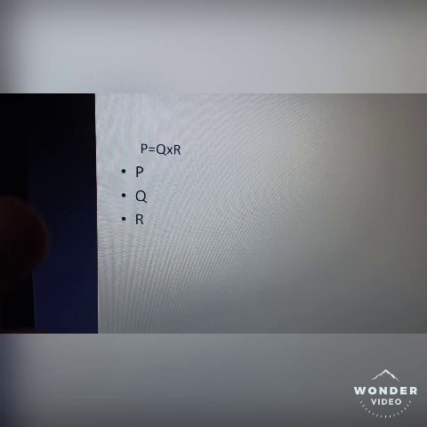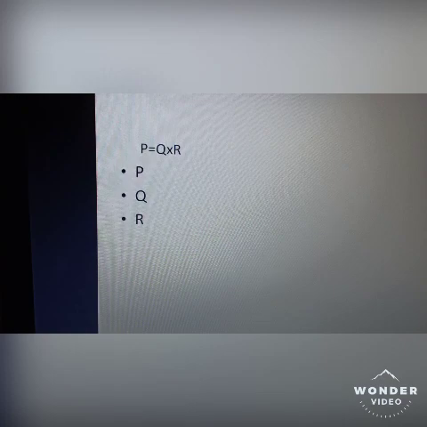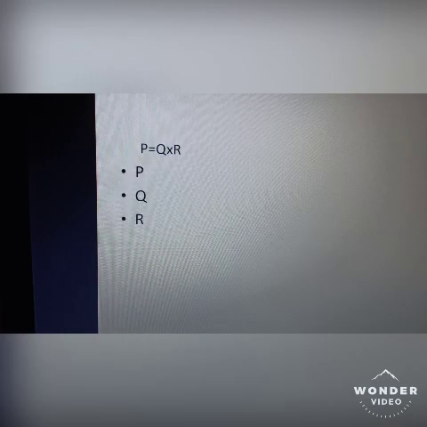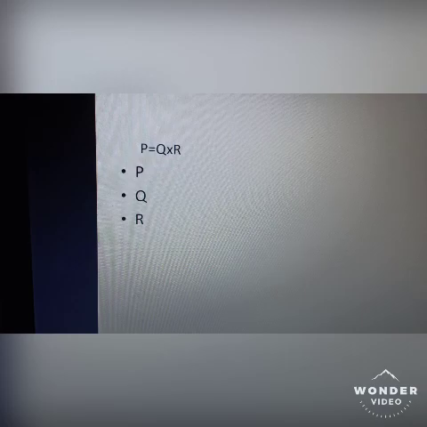P equals Q times R is the formula of flow or resistance. P stands for pressure difference, Q stands for flow, R stands for resistance. Blood pressure, blood flow and resistance. Blood flow is determined by the pressure difference and the resistance of the vessels. Pressure difference is the driving force for blood flow, and resistance is impediment to flow. The relationship of flow, resistance and pressure difference is expressed by Ohm's law.